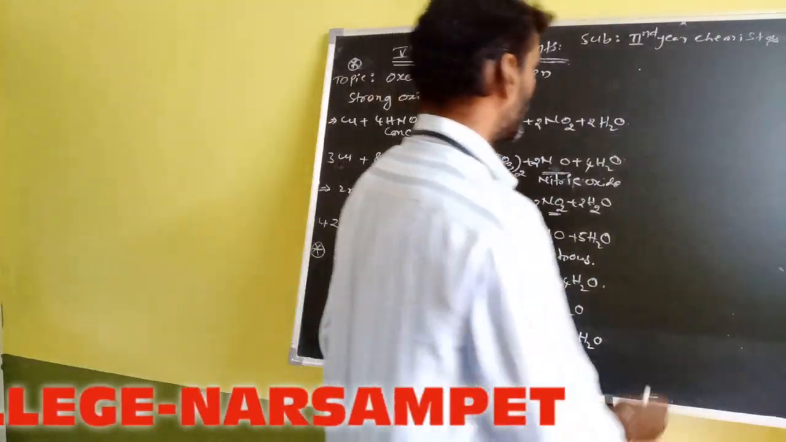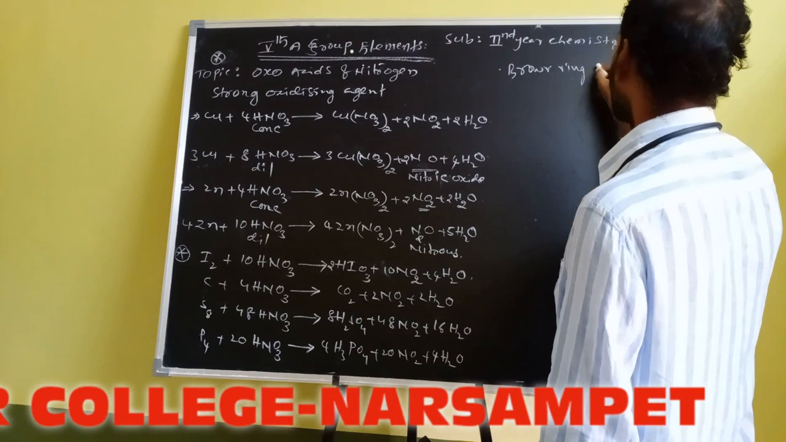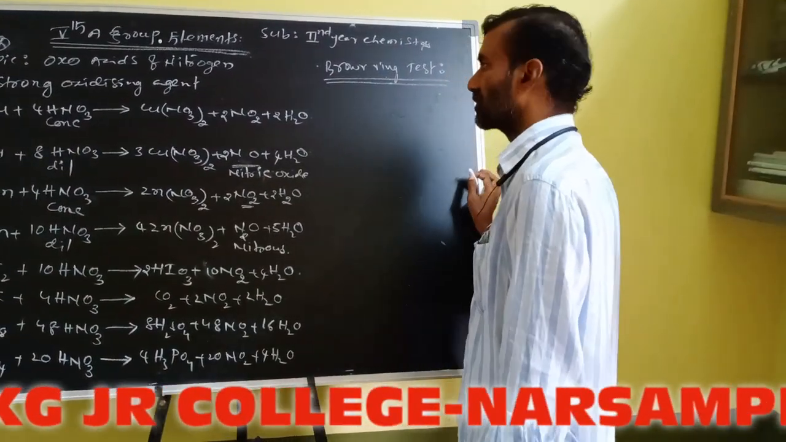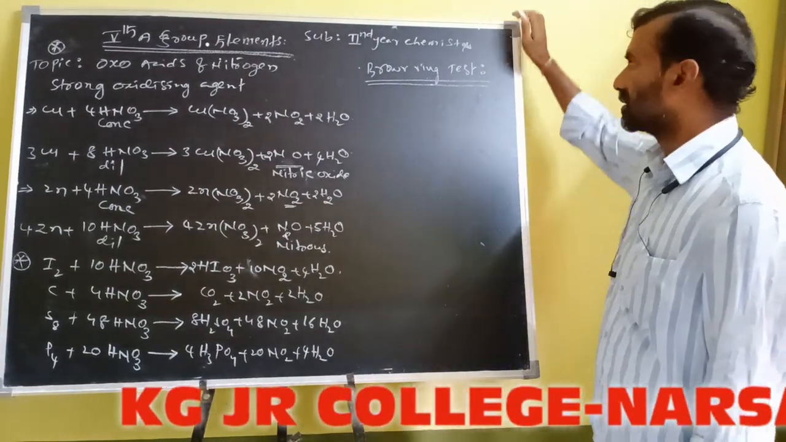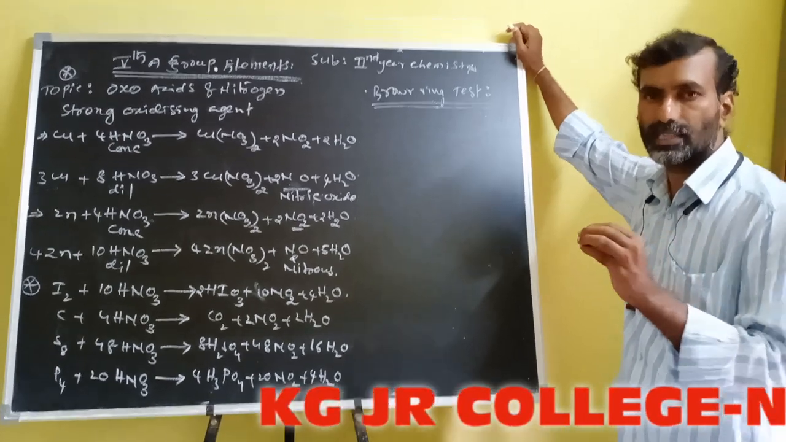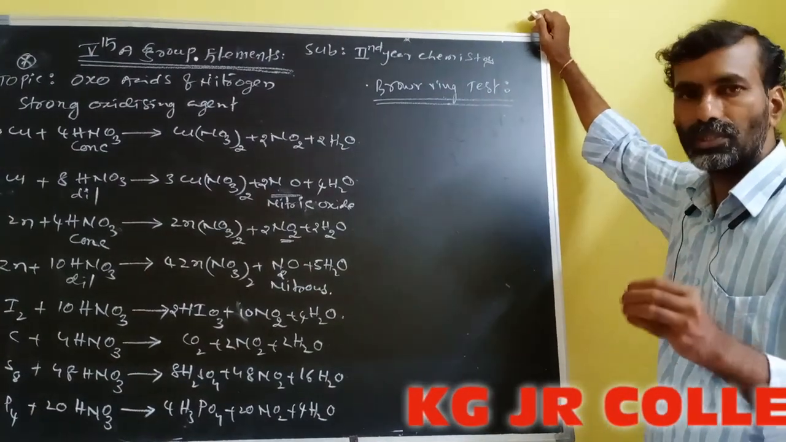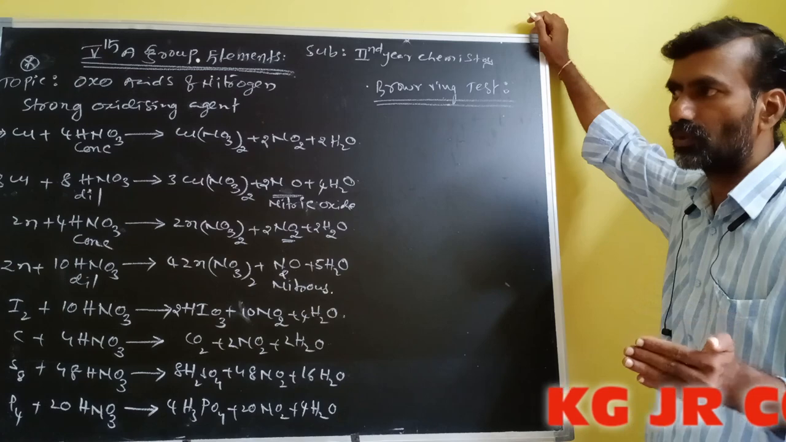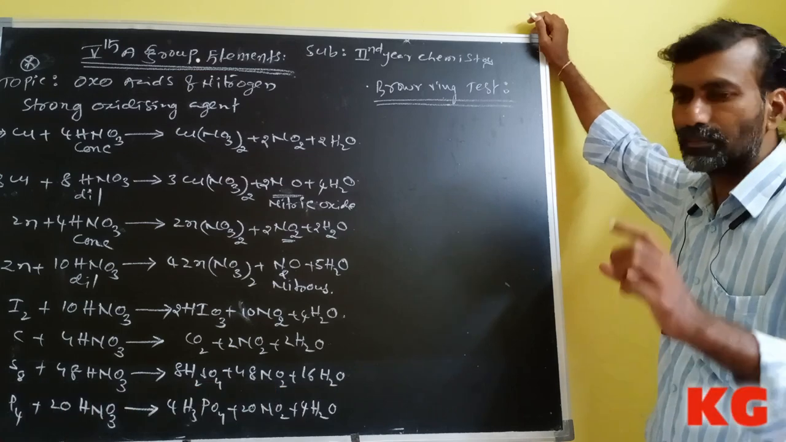Next one is brown ring test. Okay students, brown ring test. Brown ring test is the most important test to identify the nitrate ions in aqueous solutions. First of all, this test is usually carried out by addition of freshly prepared ferrous sulfate solution to the solution containing nitrate ion, and addition of concentrated H2SO4 on the walls of the glass tube. After that, the brown ring is formed.